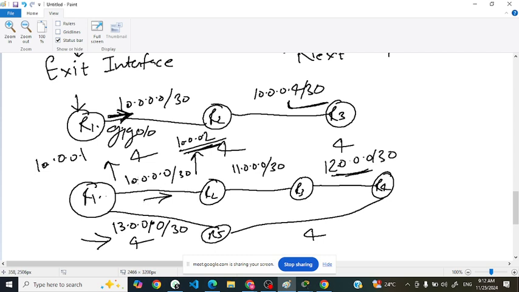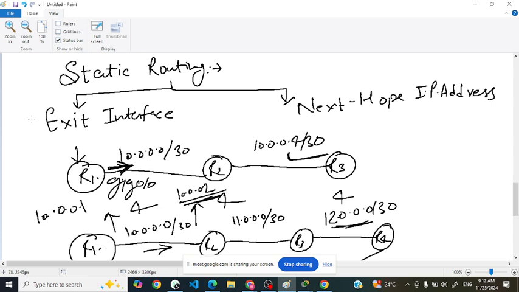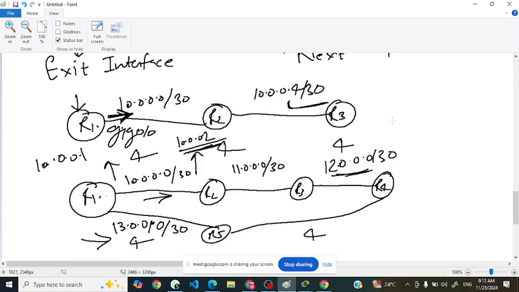Okay, so there are two methods of static routing. One is exit interface and the second one is next hop IP address. Concept is clear, guys? Yes, sir. Abdul? Yeah, when you say the exit interface, it means you are giving the exit interface information, that you need to send the packet from this interface only.